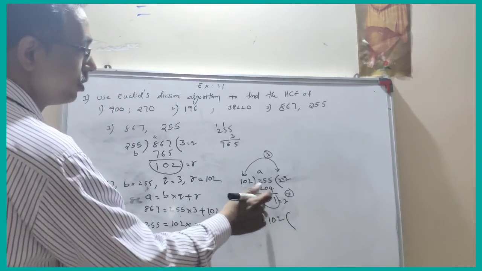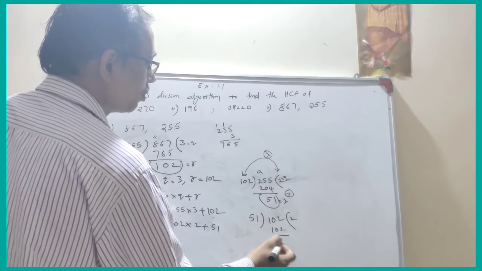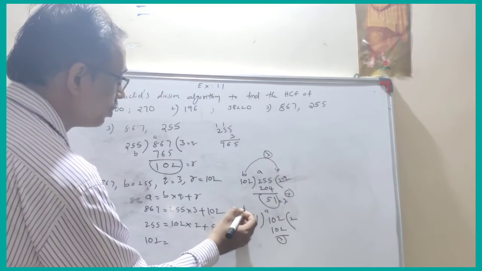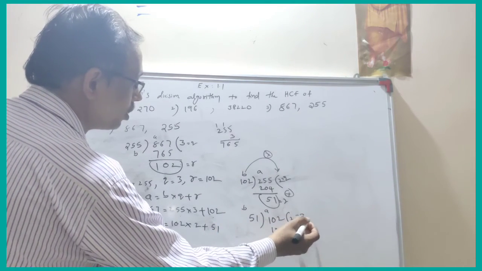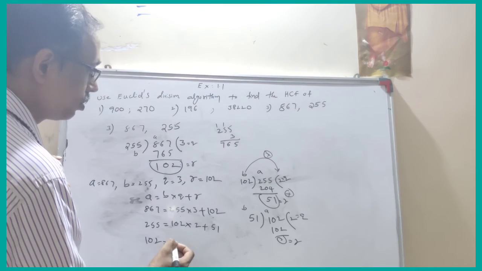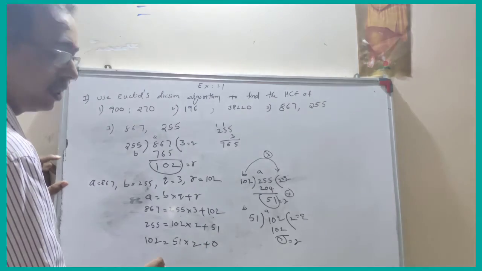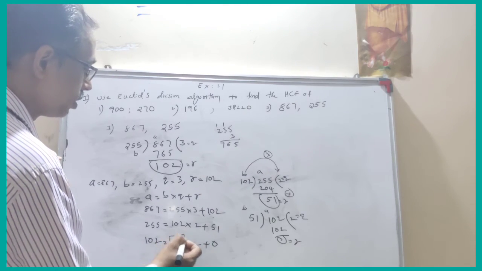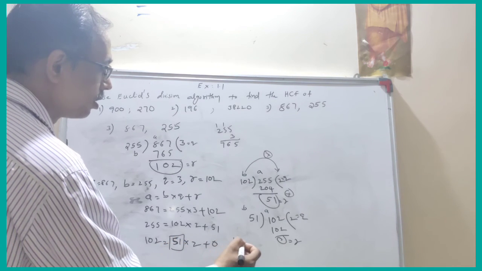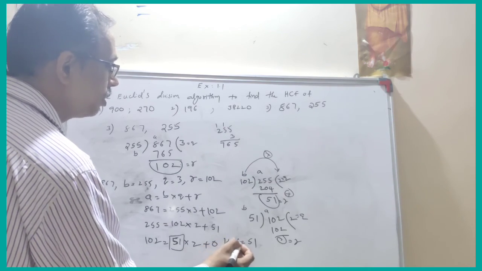division by taking 51 and 102, so we'll get 51 2s are 102. Okay, now here again 102 is A, 51 is B, 2 is Q, and 0 is remainder. So now 102 is equal to 51 into 2 plus 0. So at where you get the 0 as a remainder, at that stage the B value is HCF, that is HCF is equal to 51.